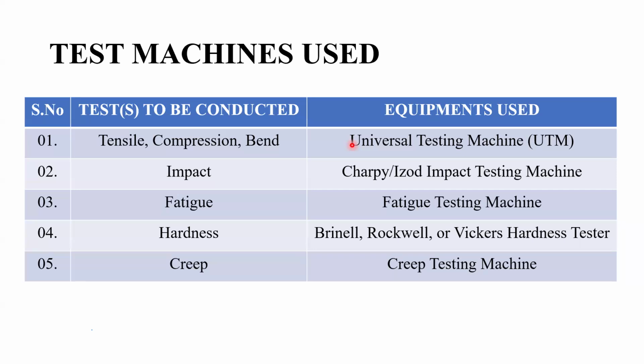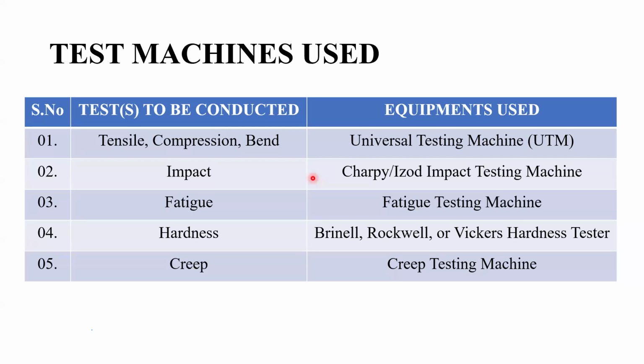I'll tell you how it works and what impact it creates, and how you are going to find out the tensile impact of a particular material. You'll have two methods, Charpy and Izod. Charpy is different and Izod is different. And a fatigue testing machine. For hardness we'll be using, as of now, the following for study purposes.